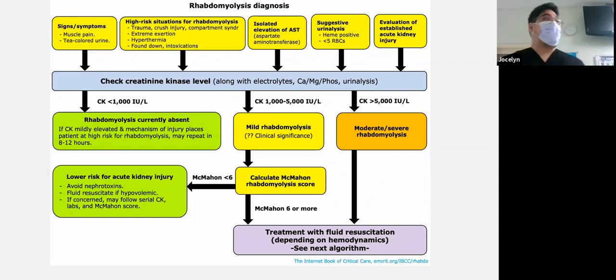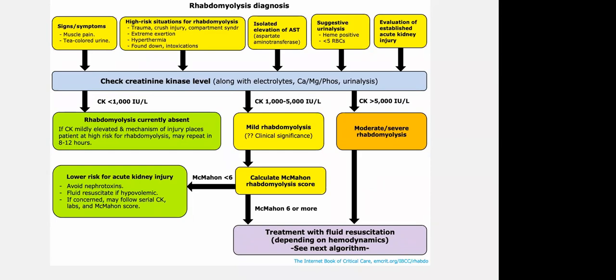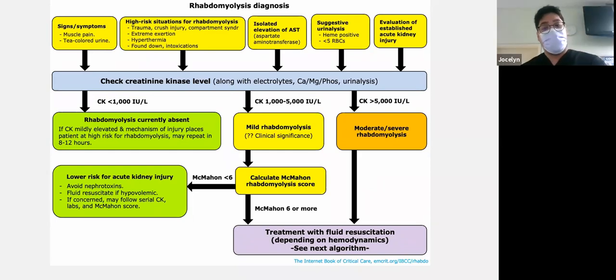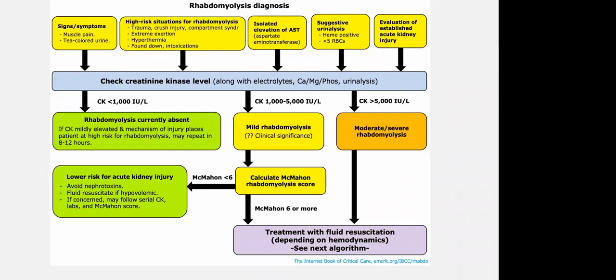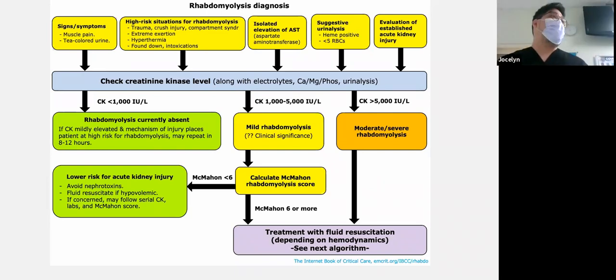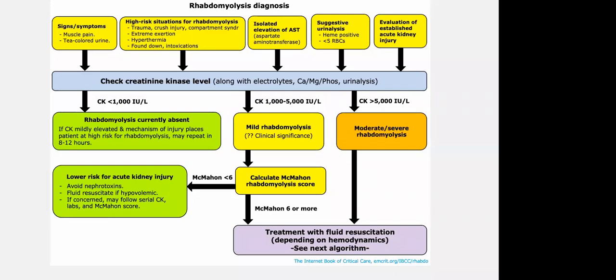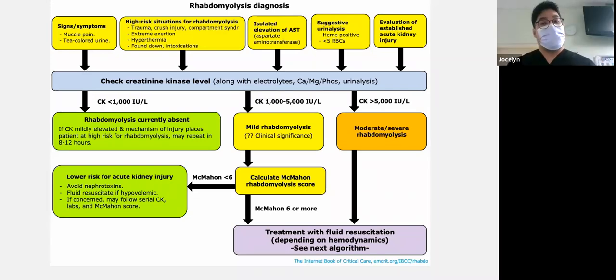If your McMahon score is less than 6, there will be lower risk for AKI. If the McMahon score is more than 6, then you can start fluid resuscitation, even though the CK level is only around mild rhabdomyolysis, 1,500 to 2,000. If the CK is already 5,000, then we can start our treatment.